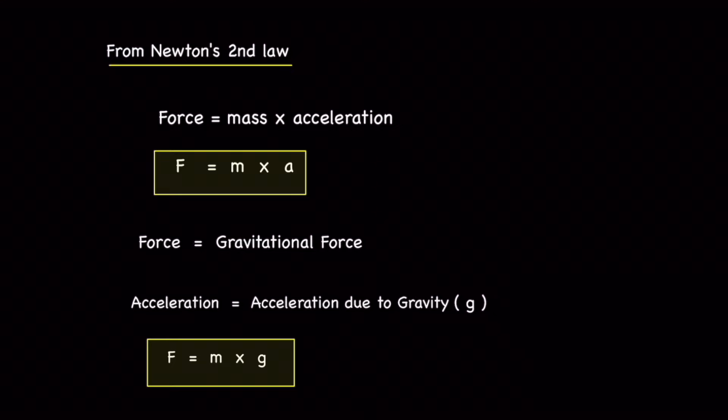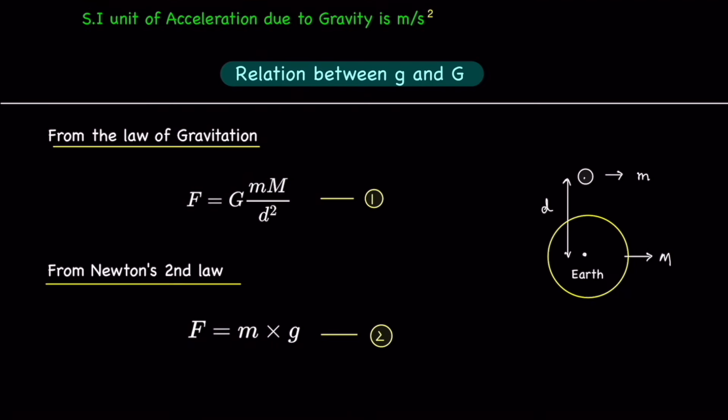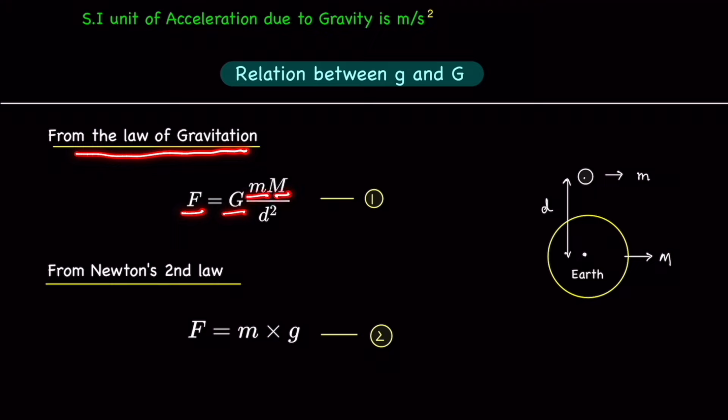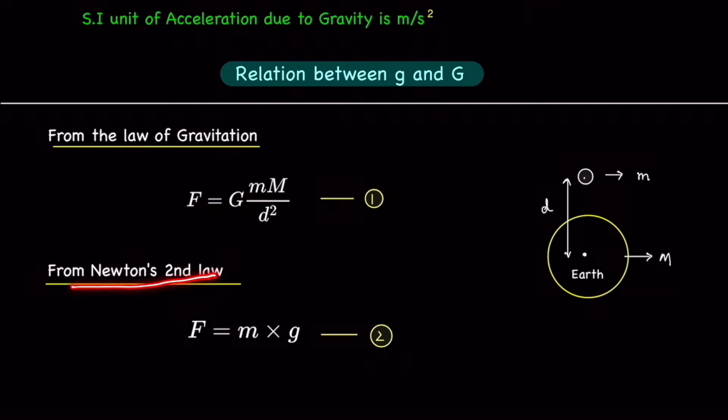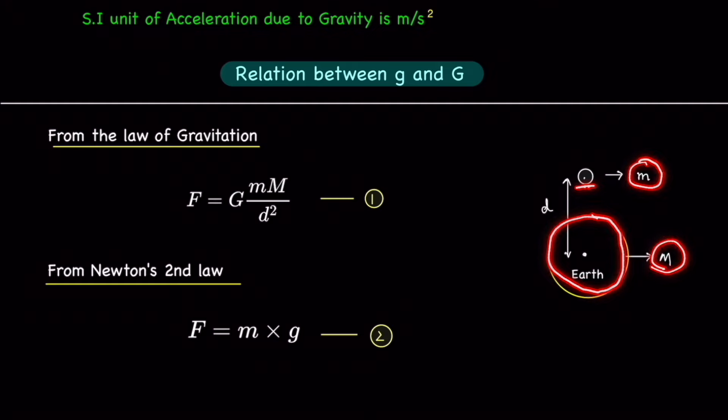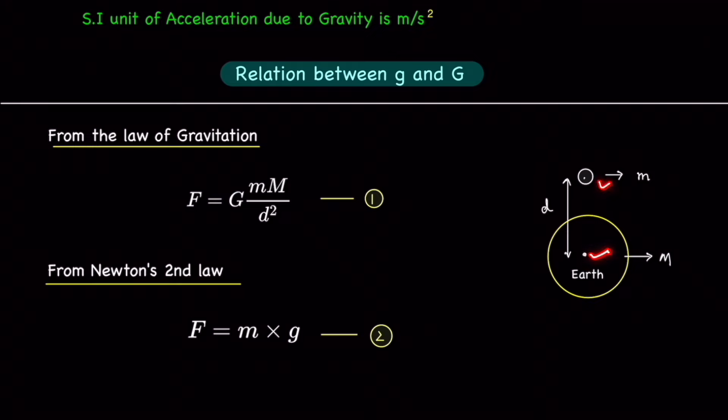Now we will study about the relation between a small g and the capital G, means acceleration due to gravity and universal gravitational constant. In relation between a small g and capital G, we know that from the law of gravitation, gravitational force is equal to capital G, a small m, capital M by d square. And from Newton's second law, force is equal to m into g. This is the earth and here is the object. So this object has a small m and the earth has capital M. We consider the object is present on the surface. So the distance between earth's center and the body is small d.